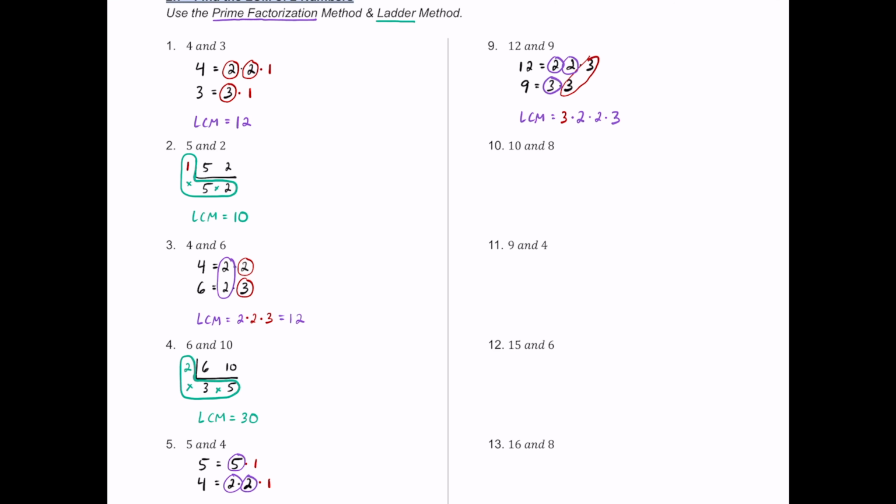All right, so 2 times 3 is 6, 6 times 2 is 12, 12 times 3 is going to be 36. So the first time they meet is 36.